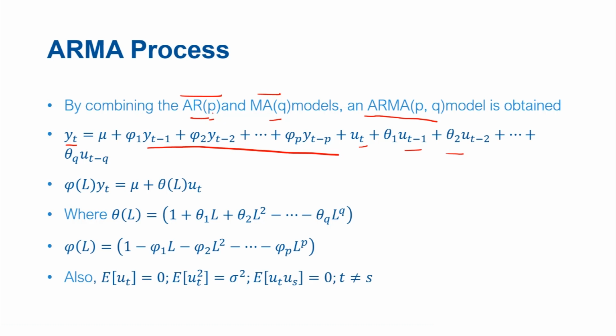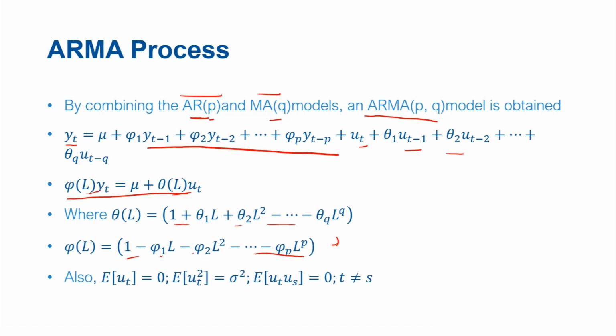Now, as we have already seen, we can put both these AR and MA terms in a more compact notation like this, where phi(L) is nothing but 1 minus phi_1 L minus phi_2 L squared and so on, the algebraic polynomial. Similarly, theta(L), or the MA process, can be written as 1 plus theta_1 L plus theta_2 L squared and so on, which is the algebraic notation.